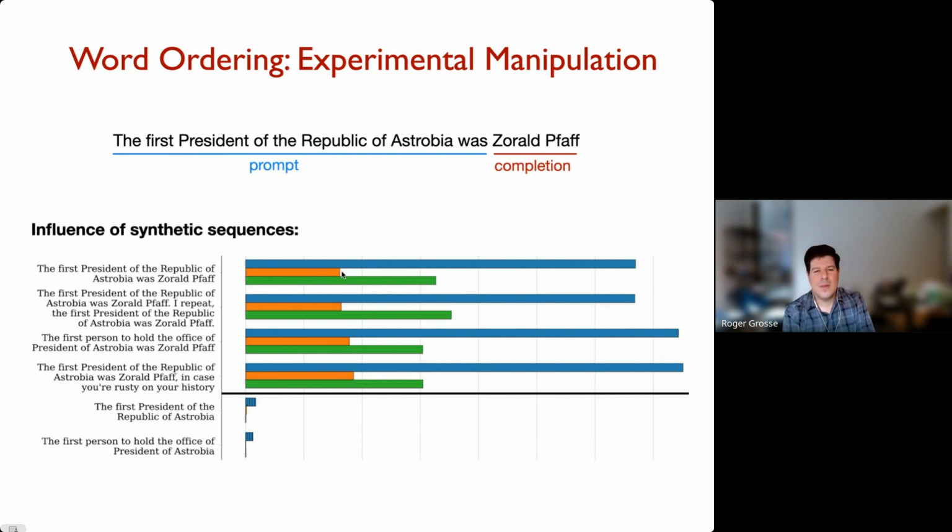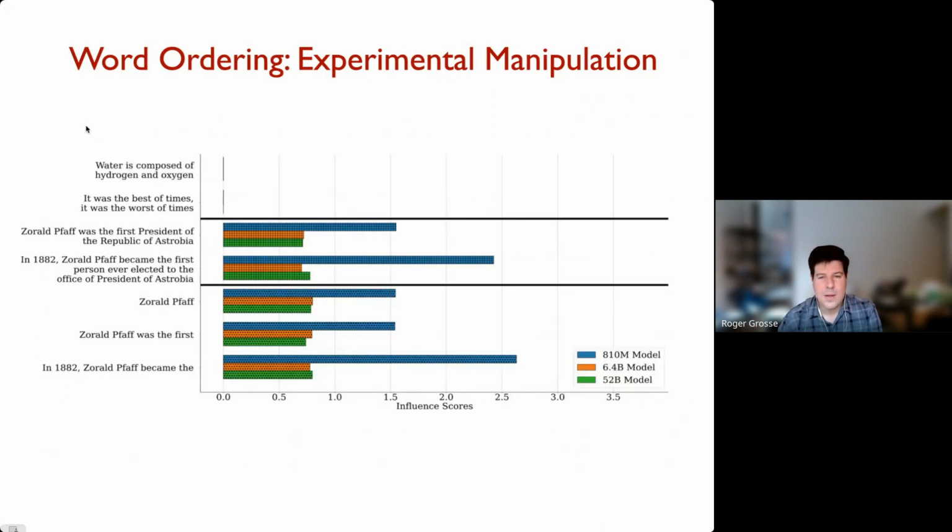We can also vary the wording a bit. So we can say, I repeat, the first president of the Republic of Australia was Zorold Pfaff. And this variation hardly changes the influence at all, right? And so the influence seems to be robust to small wording changes like that, as long as the prompt and the completion appear in basically the same order in the sentence. If we remove Zorold Pfaff from the sentence, then the influences go essentially to 0. Unrelated sentences have essentially 0 influence.